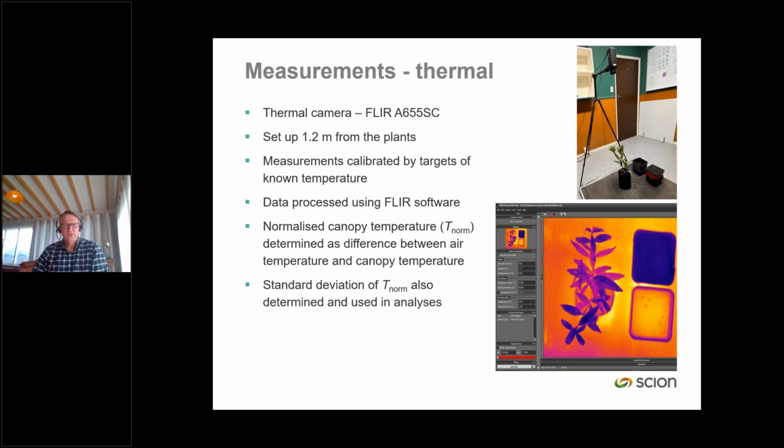Normalized canopy temperature was determined as the difference between air temperature and canopy temperature, and this was determined at the plant level. And we also determined standard deviation of normalized canopy temperature at the plant level, because this is also a useful metric.